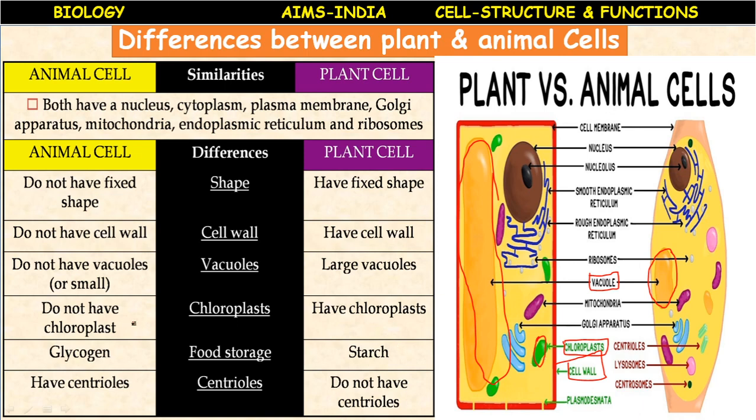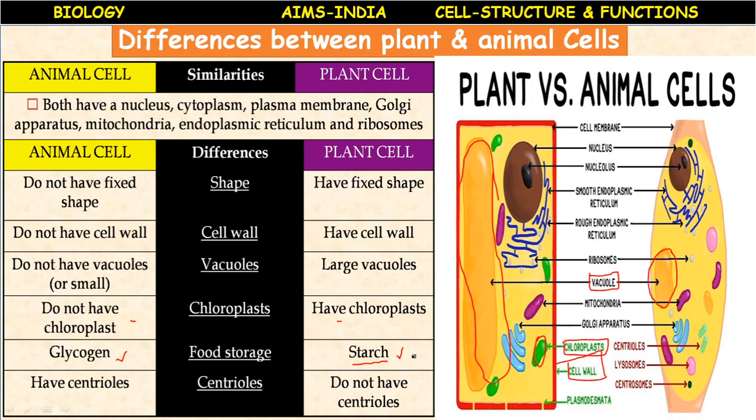So plants have chloroplast, animals do not have chloroplast. Food storage, another very important difference. The storage: plants store the food material in the form of starch, but animals store food material in the form of glycogen. In plants it is stored in different parts like roots, fruits, stem.